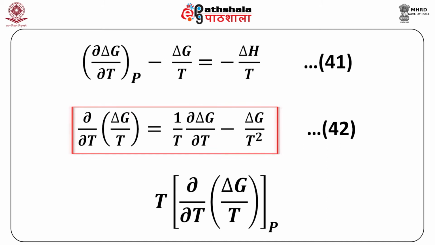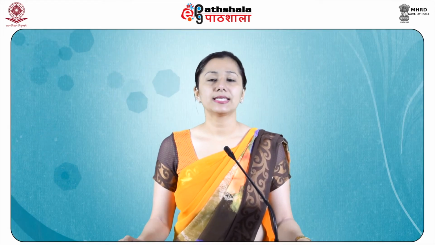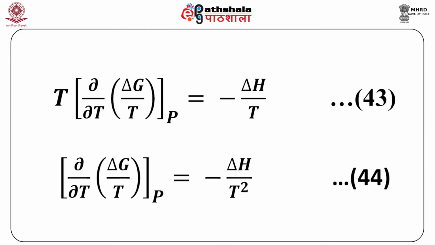From differential calculus, we have d/dT of (ΔG by T) equals 1 by T into d/dT of ΔG minus ΔG by T square. This is our equation 42. So equation 41 can be written as T into d/dT of (ΔG by T) at constant pressure is equal to minus ΔH by T.